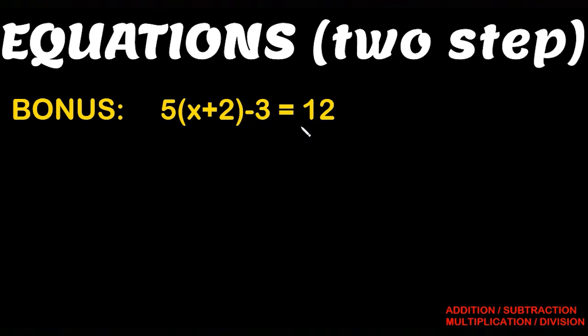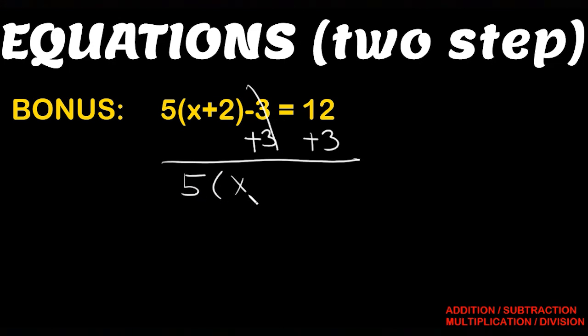And then you're going to have a similar setup to what you were just doing in the previous problems. But again, if you were to distribute the 5, that's fine. You're just going to have to combine like terms after that and then go from there. But I'm going to do this method here where I'm going to add 3. Add 3. This will cancel. And I'm going to bring down 5 times x plus 2 equal to 12 plus 3 is 15, right? So now the setup is very similar to what we were just doing.